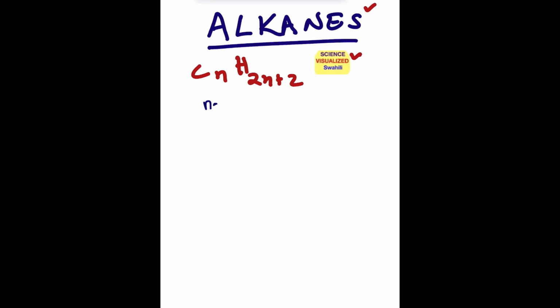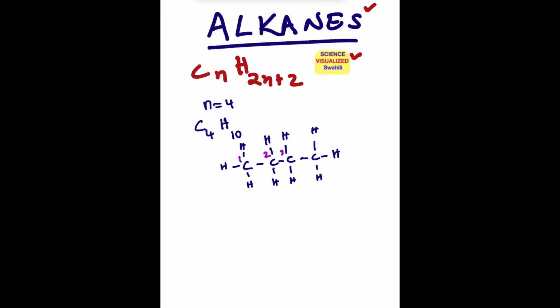Next, if n equals 4, then now the formula is C4H. 2 times 4 is 8 plus 2, H10. So that means we have 4 carbons, and then each carbon makes 4 bonds, so we fill the remaining positions with hydrogens. And if I just label them 1, 2, 3, and 4, you see that the skeletal structure will look like that: 1, 2, 3, and 4. And the name for this compound is butane.